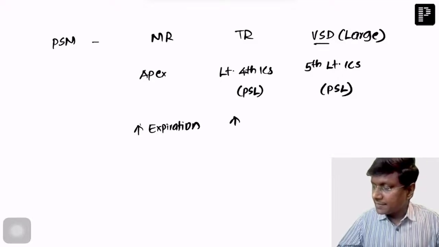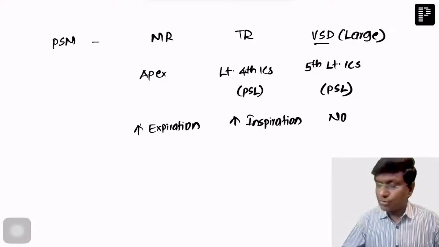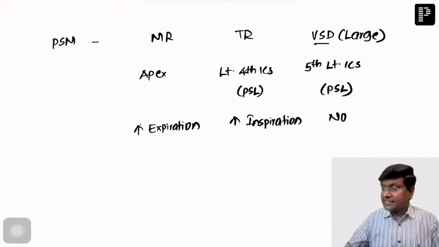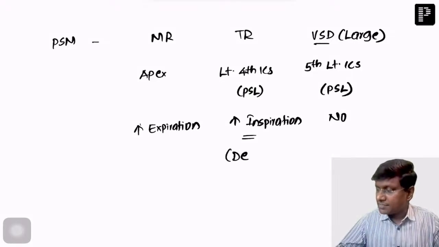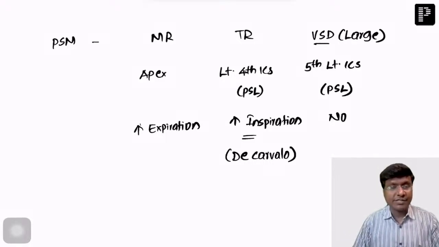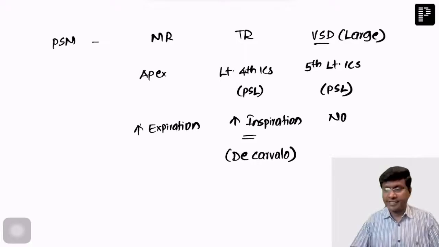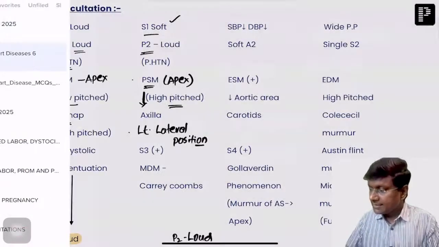And this MR murmur increases on expiration. The TR murmur increases on inspiration. Whereas for the VSD murmur, there is no change with respiration. And this TR murmur, which increases on inspiration, what is this sign called? This is called the Carvallo sign. So this will be the differential diagnosis for the pansystolic murmur: MR, TR, and as well as large VSD, right?